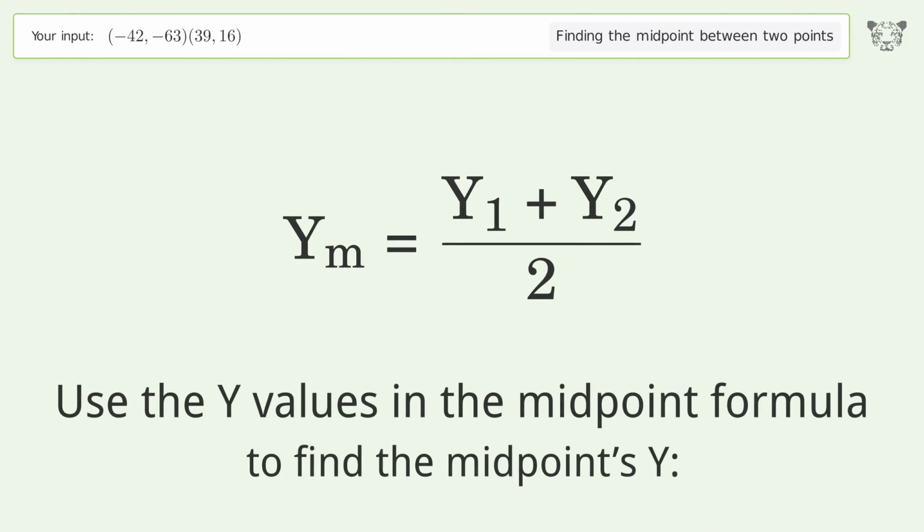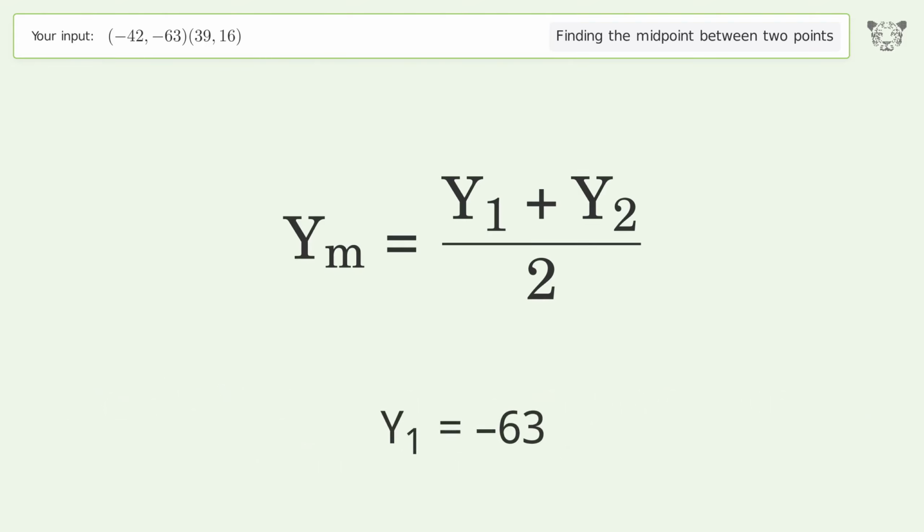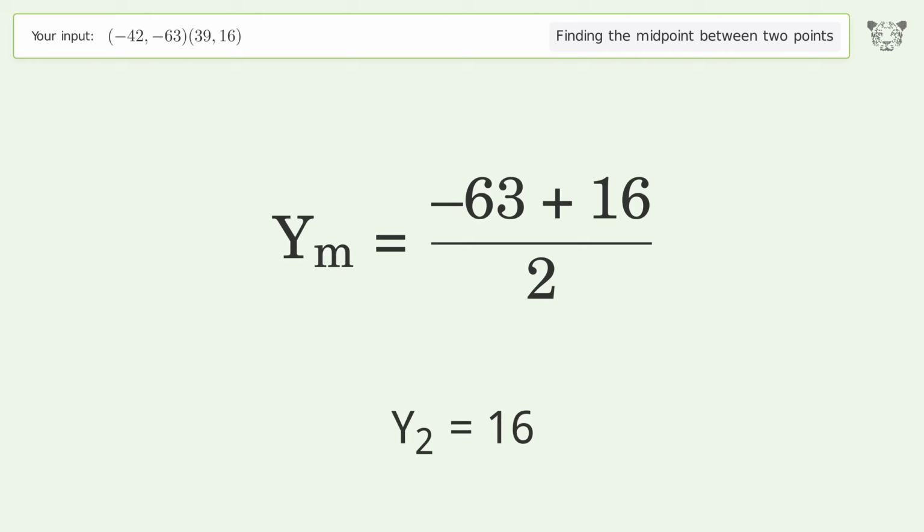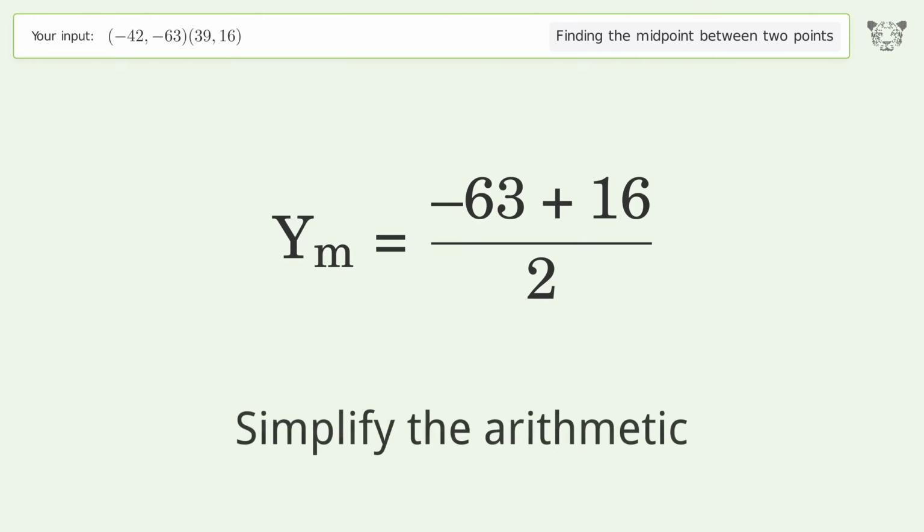Use the y values in the midpoint formula to find the midpoint's y. y1 equals -63. y2 equals 16. Simplify the arithmetic.